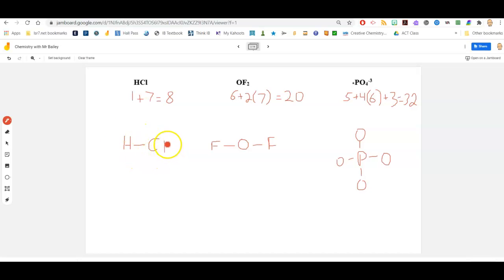Chlorine's also sharing 2, and so it needs another 1, 2, 3, 4, 5, 6. A nice way to think about this is picture the elemental symbol having 4 sides, and make sure there's electrons on all 4 sides. So same thing here. The fluorine is sharing 2 with the oxygen, so it needs 6 on its own. The oxygen is sharing 2 on each side, so it just needs 4 more, top and bottom. And this fluorine is sharing 2.